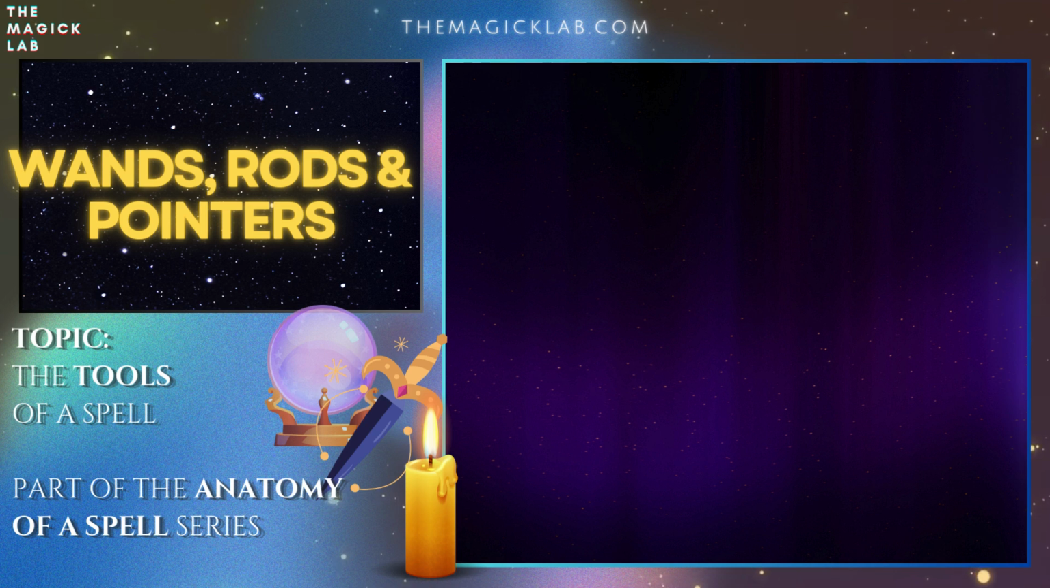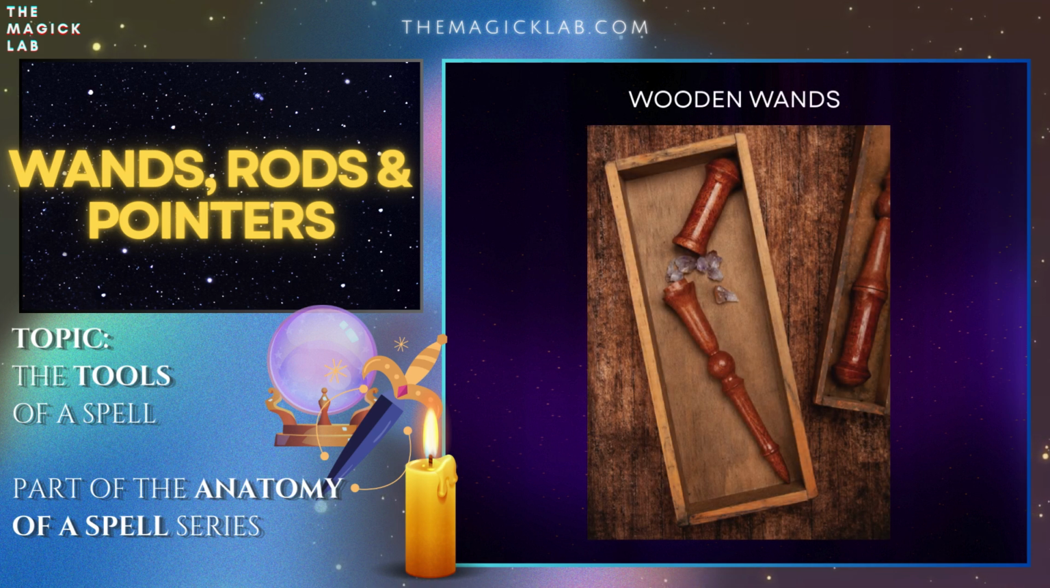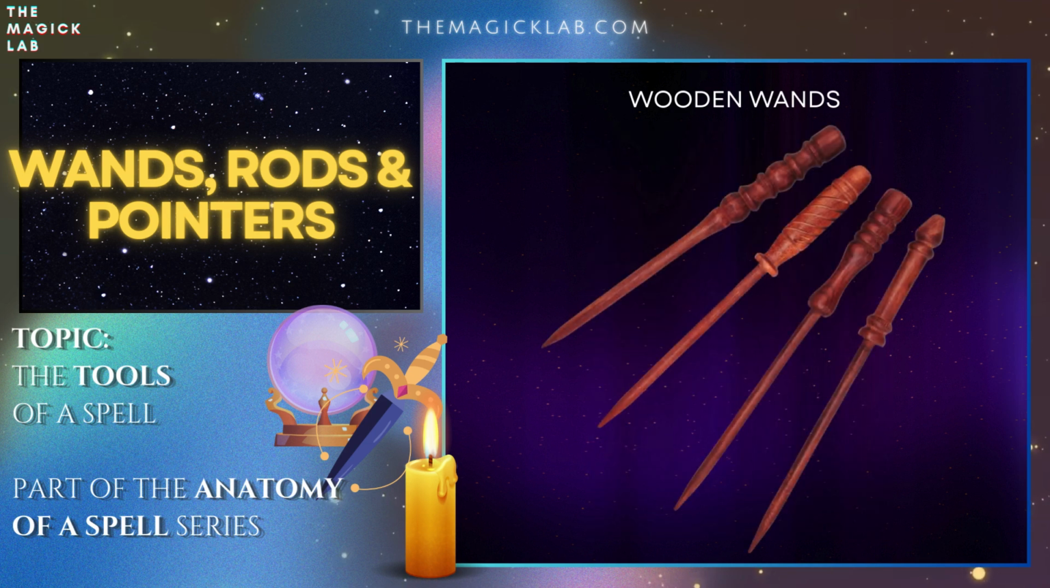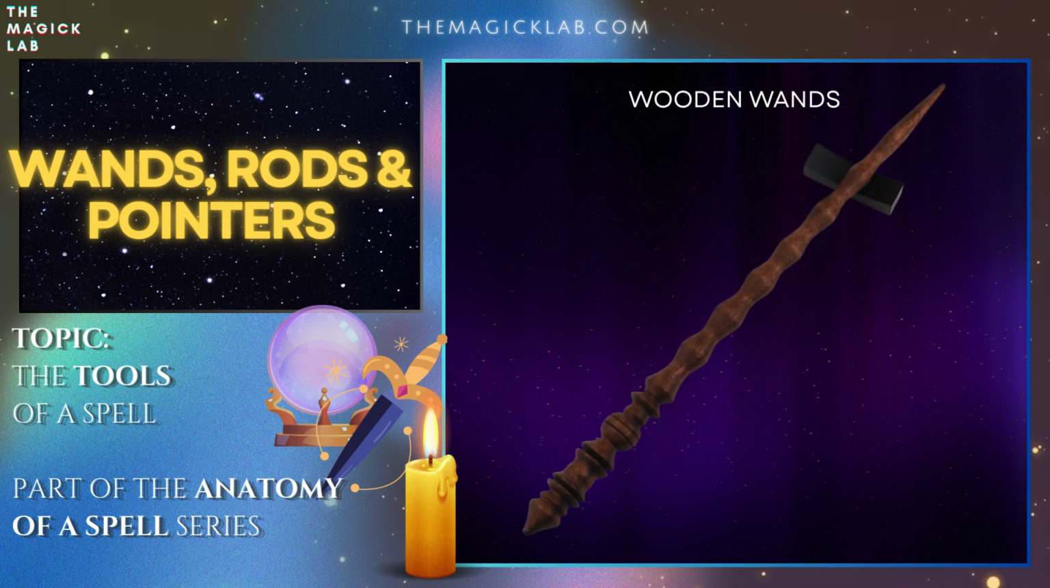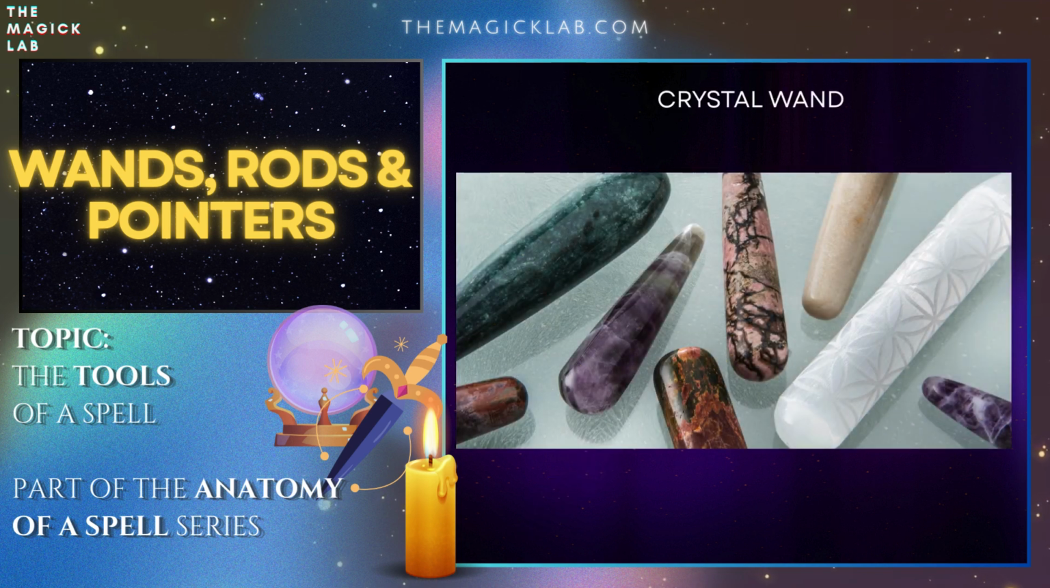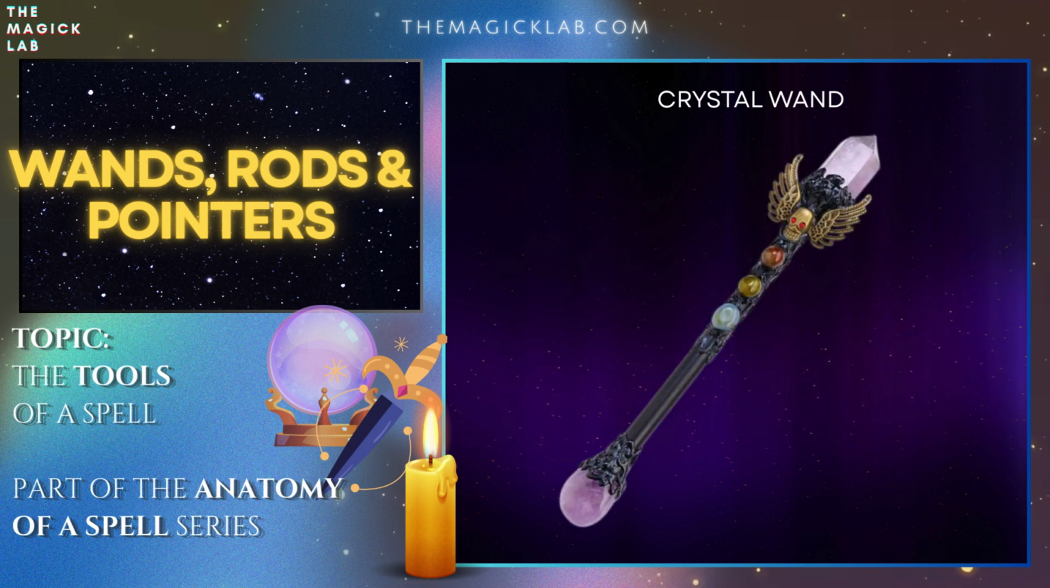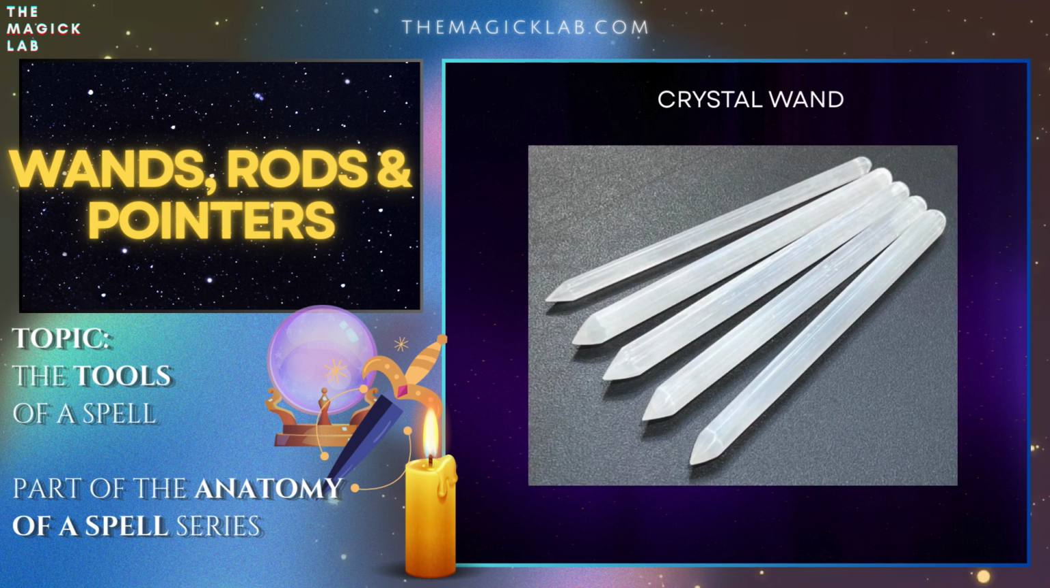Some examples of different types of wands would be the wooden wand. This is traditionally crafted from sacred woods like hazel, oak, willow, or apple, and each type of wood carries its own meaning or signature, giving the wand a distinct personality or purpose. The crystal wand, which would be made from a material like selenite or quartz. These wands amplify intention, they conduct energy cleanly, and they are often used for healing, charging, or clearing.